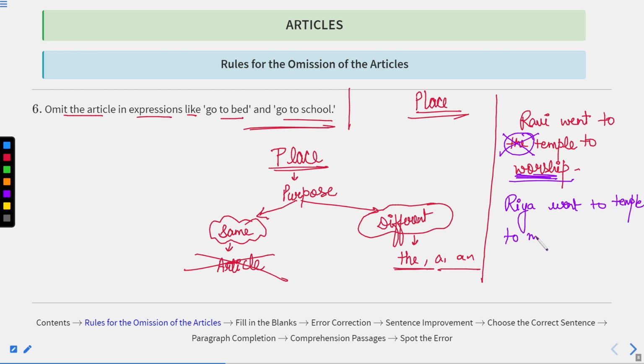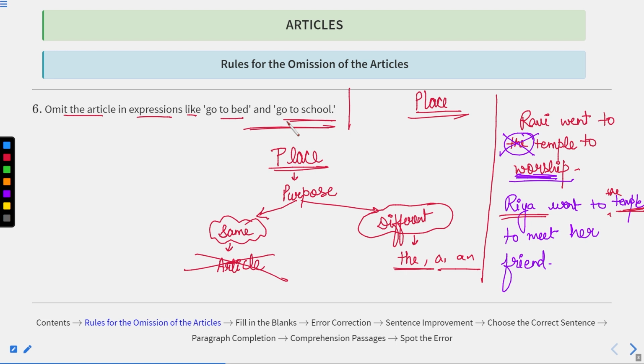But if I say Riya went to temple to meet her friend. Now is the temple a meeting place? No, not at all. That is why we should use the before this temple, because this temple has been used for some other purpose apart from the purpose for which it has been built. Here Riya is visiting this temple for some different purpose. So the correct sentence will be Riya went to the temple to meet her friend. This is actually the main use of place, when to use article and when not to.